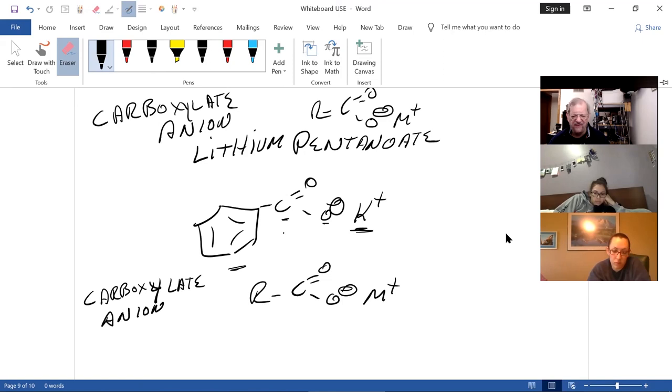And how do you name it? We'll name the element that makes this cation first, potassium. And then what's the longest? Ooh, I don't have the longest chain. What carboxylic acid would be used if this were an H and you had this?